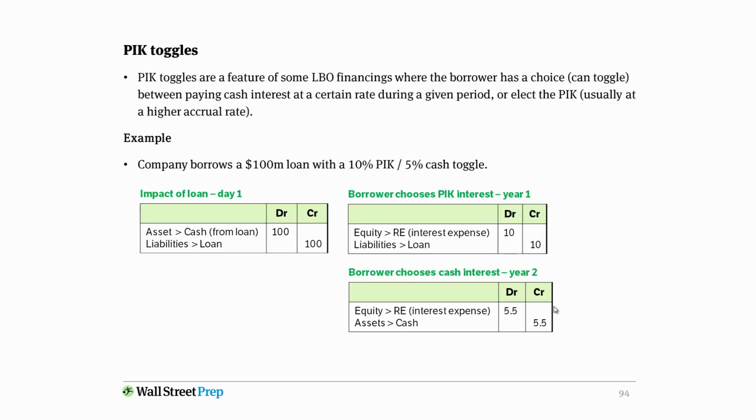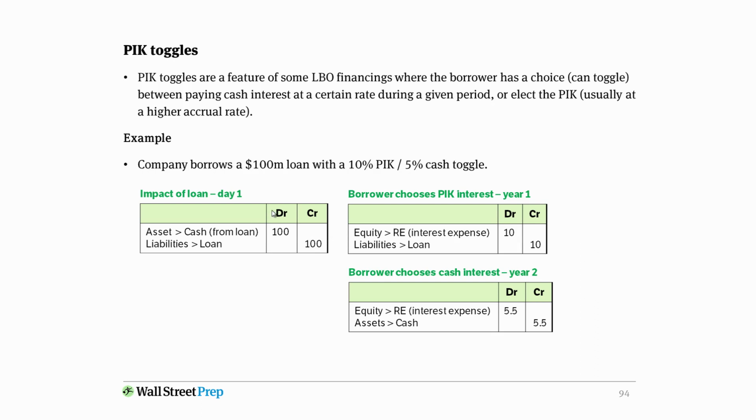One other thing that I'd like to note with regard to the PIK is a concept called a PIK toggle. Now, PIK toggles are a feature of some LBO financings where the borrower has a choice. Specifically, they can toggle between paying cash interest at a certain rate during a given period or elect the PIK, usually at a higher accrual rate. So an example of that would be a company borrows $100 million with a 10% PIK and a 5% cash toggle, meaning they can choose from one of these two.